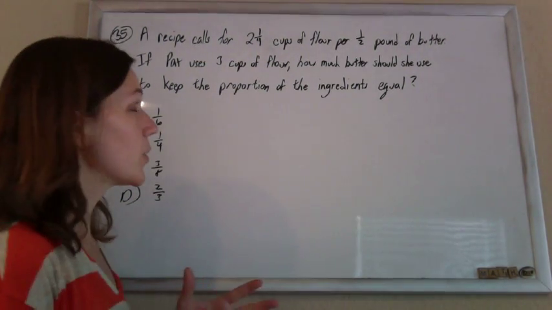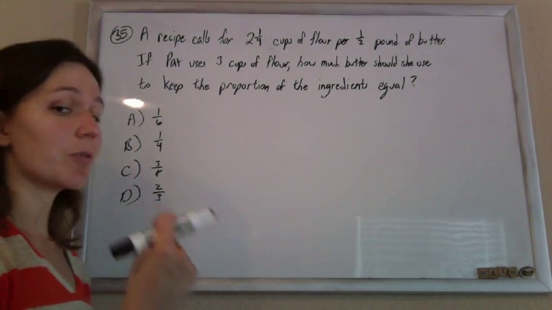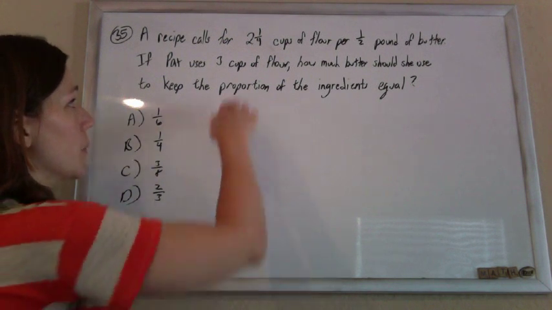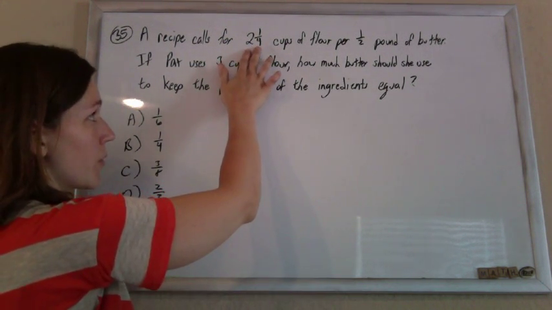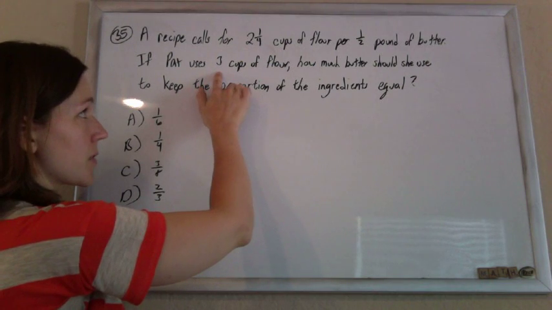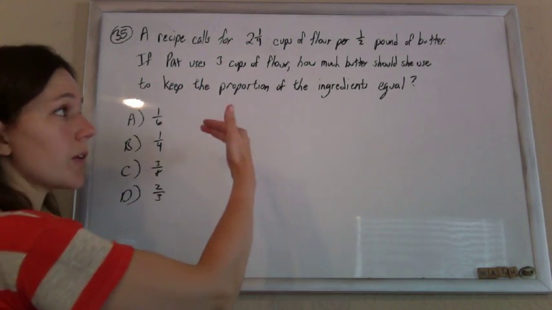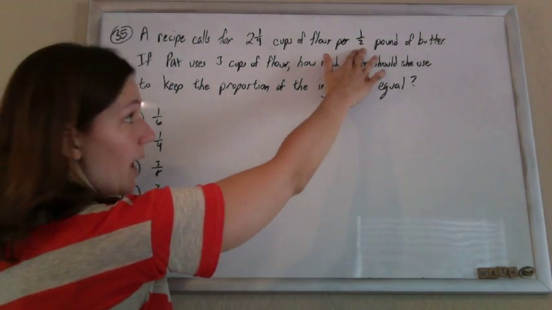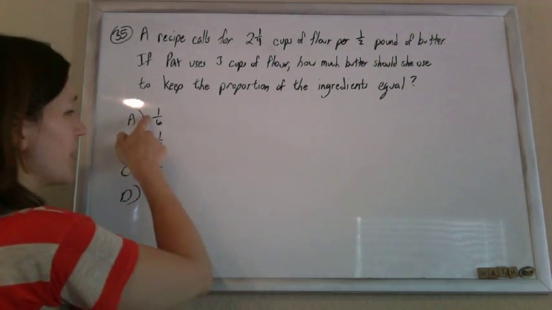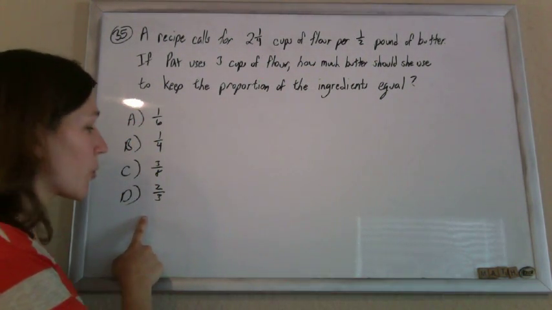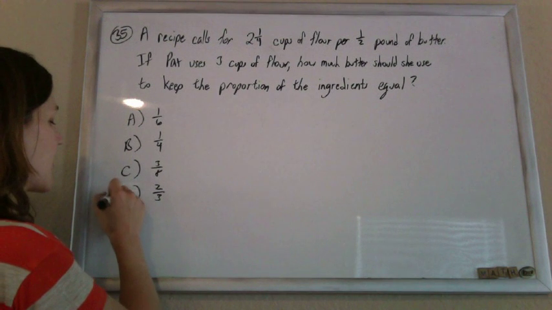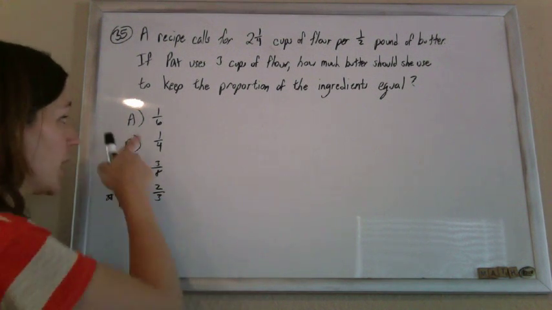So this one, you can actually use some reasoning just to get it right off the bat. If the recipe is going from 2 1/4 cups of flour to 3 cups of flour, you're going to need more, right? So we're going to need more than a half a pound of butter. And the only one here that's more than a half is this last one, 2/3, right?